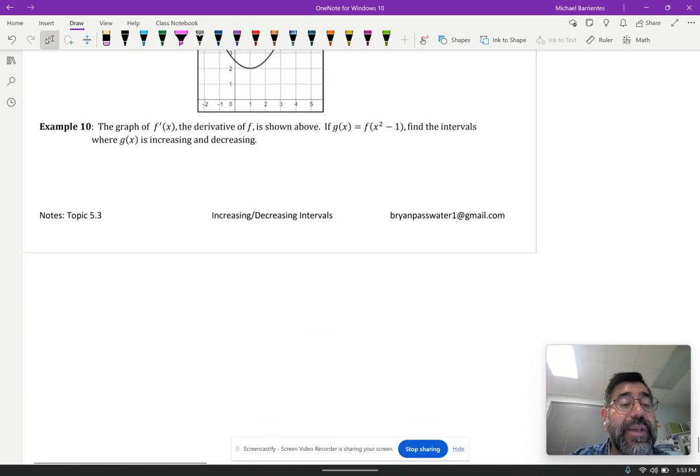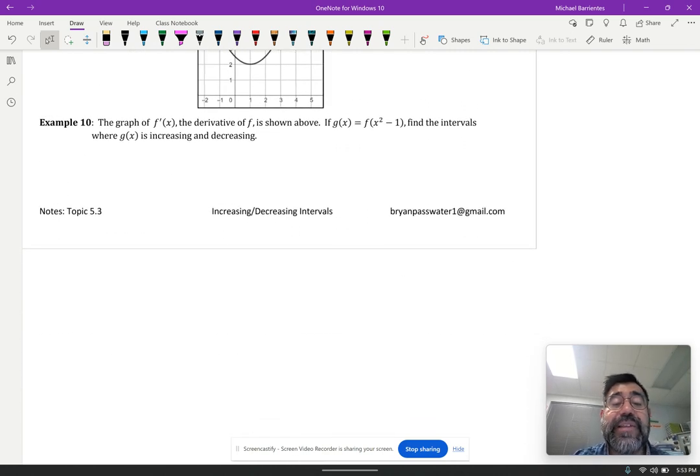However, I will say, be careful with number 10. They tell you g of x is f of x squared minus 1. So when you go to take the derivative on number 10, I got to do a chain rule here. And my chain rule is f prime of x squared minus 1 times 2x. And so that's the derivative that I'm going to have to use, because they're asking me about whether g of x is increasing, decreasing, not whether f is increasing, decreasing. So I got to use this formula as my derivative.